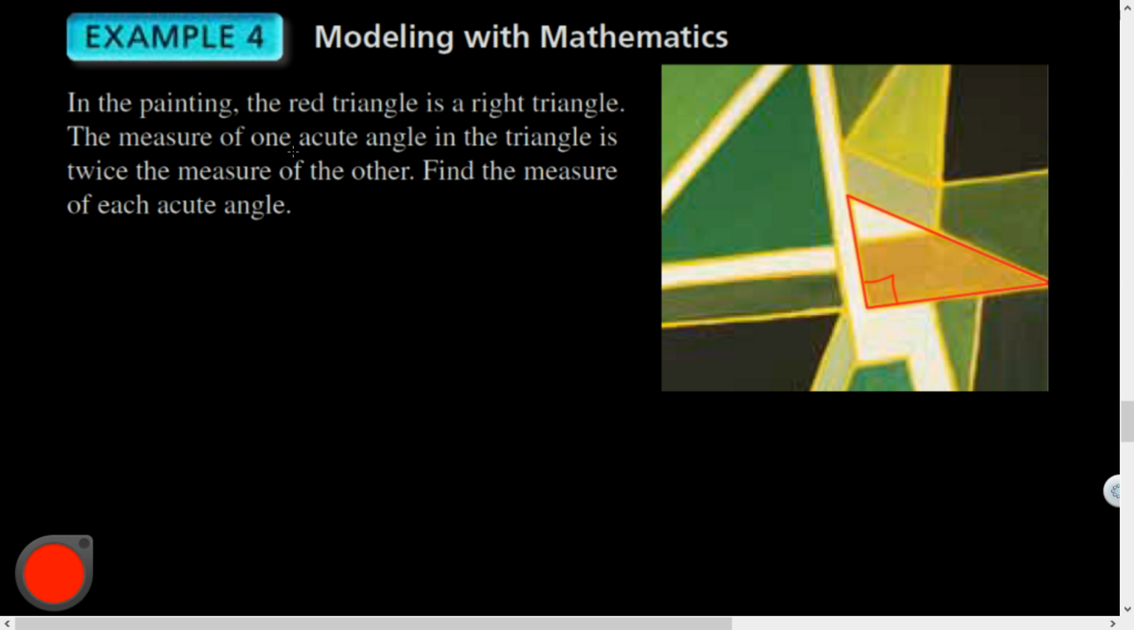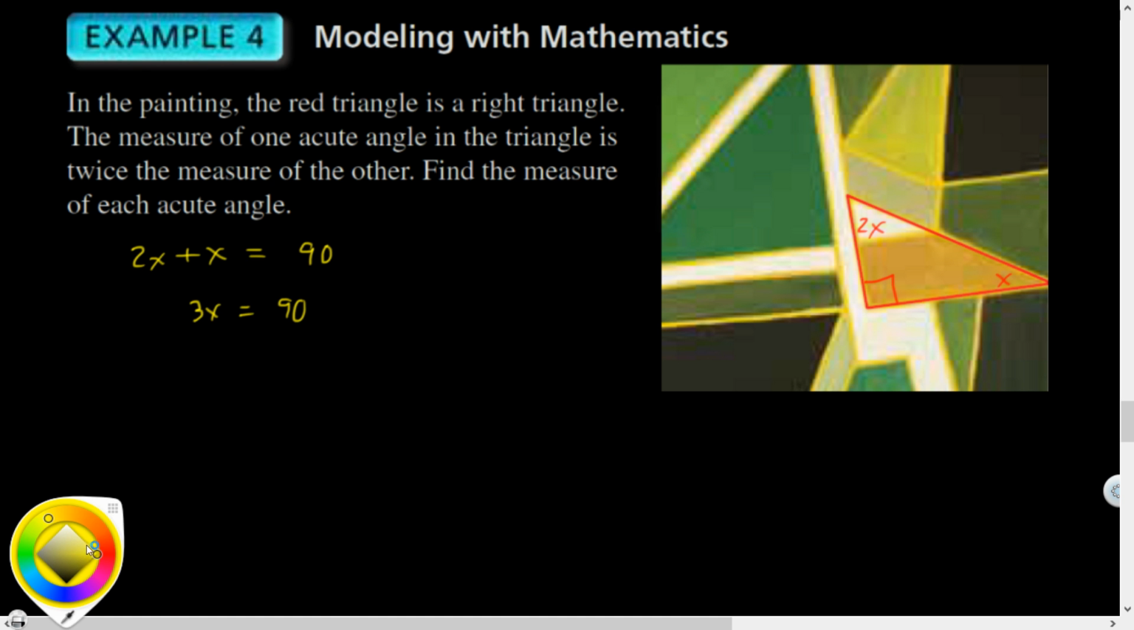The measure of one acute angle of the triangle is twice the measure of the other. So if this is x degrees, this would be 2x degrees. Find the measure of each acute angle. According to the corollary of the triangle sum theorem, 2x plus x is equal to 90. Then I'd get 3x equals 90. Divide both sides by 3, and I'll get x equals 30.